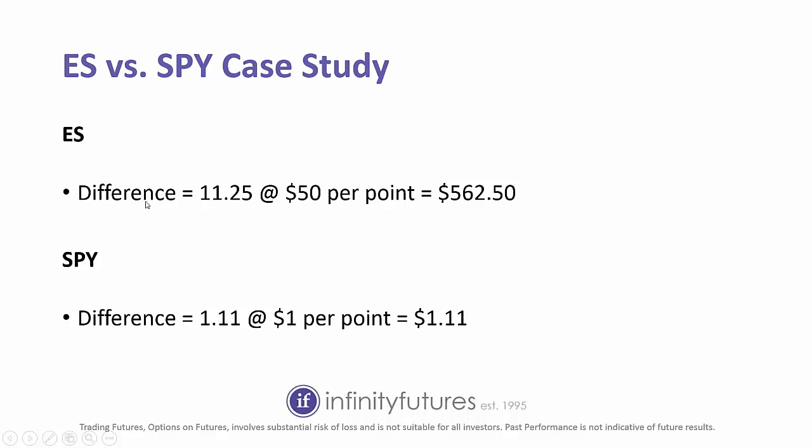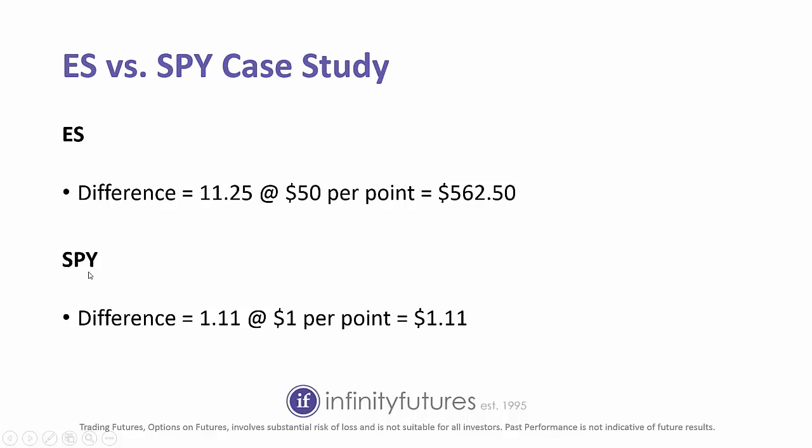Let's take a look at the difference in the range on the ES. Each point is worth $50. That's the multiplier for an E-mini S&P due to its leverage, and 11.25 times 50 gives a dollar value of $562.50 for that entire range. So if you would have bought the low with one contract and sold the high, you would have made $562.50. If you would have bought the high and sold the low, you would have lost $562.50.